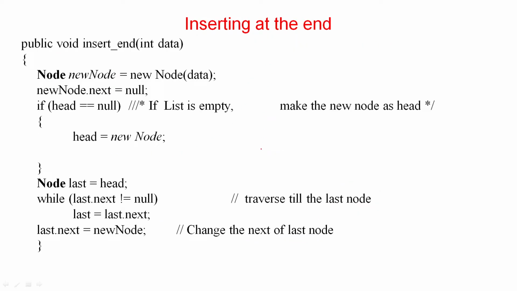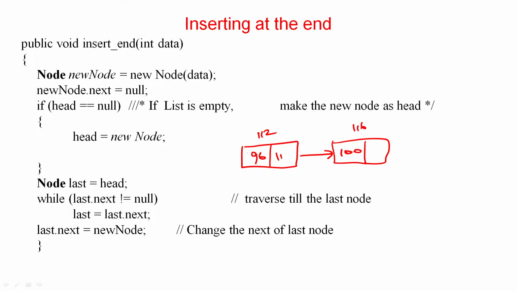As per our example, we have two nodes. One is 96 and the last node is 100. Shall we make the address of this one 112 and here 116? So 112 is written here. This is the end node, so it is null. Now I am creating, as per the statement, insert at the end. We are passing the data 102.